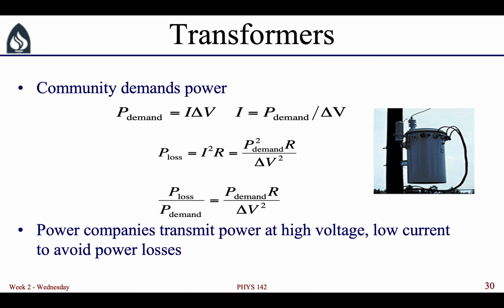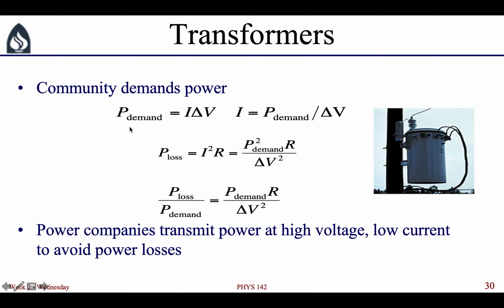Transformers are devices that change the voltage of a current. You can see them out on telephone poles, and their job is to take high voltage and step it down to lower voltage. The reason why we use transformers is that transmitting electricity at higher voltage, rather than at higher current, is more efficient.